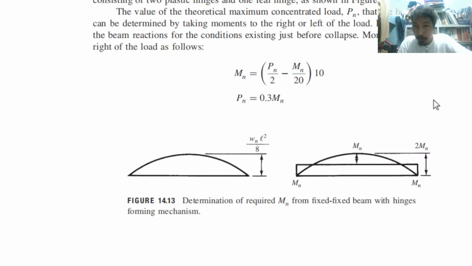So the value of the theoretical maximum concentrated load, if a concentrated load is given rather than Wn, or uniform load, on the beam can be determined by taking moments to the right or left of the load. Okay, right or left. Do not use both, just pick one. Because if you move from extreme to extreme, the answer would be 0 because that is static equilibrium. So just pick one.